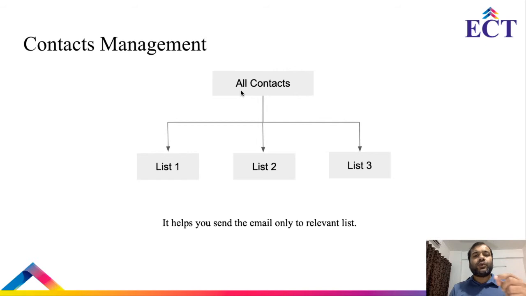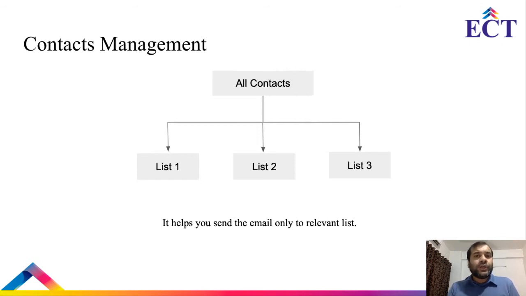So you will upload your list 1, list 2, list 3, etc. It helps you send email only to relevant content. Suppose you have 3 services, you will create different email lists so that you will send emails of a particular service. So for example, you have 2 services.